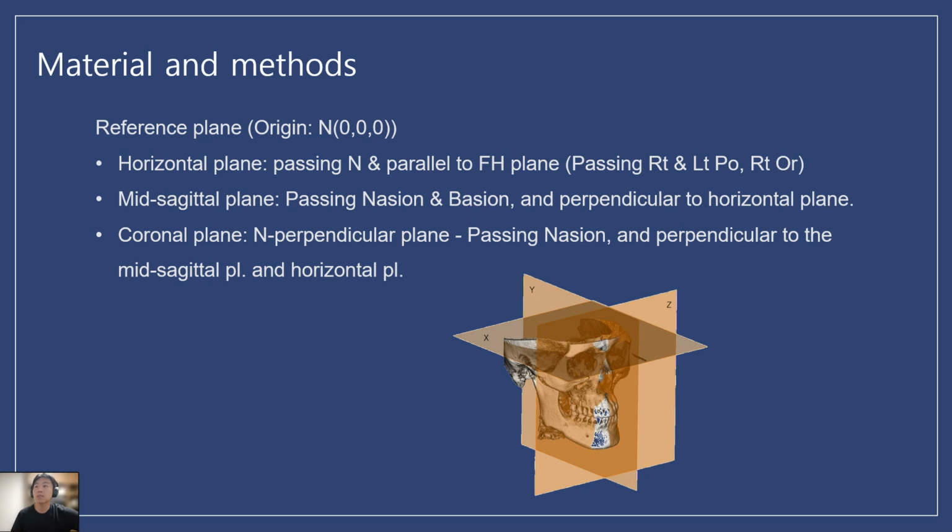The reconstructed CBCT 3D images were reoriented. The median was set as the origin of the coordinate axis. The x-axis was set as the plane parallel to the Frankfurt horizontal plane while passing through nasion. The y-axis was set as the plane perpendicular to the horizontal plane while passing through nasion and basion. The z-axis was set as the nasion perpendicular plane passing through nasion and perpendicular to the mid-sagittal plane and horizontal plane.